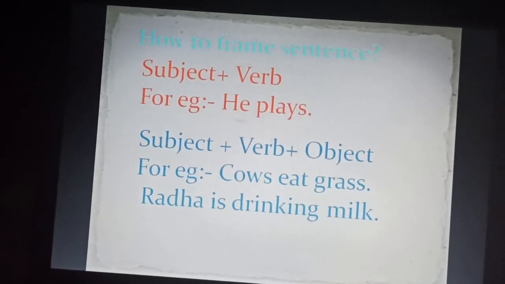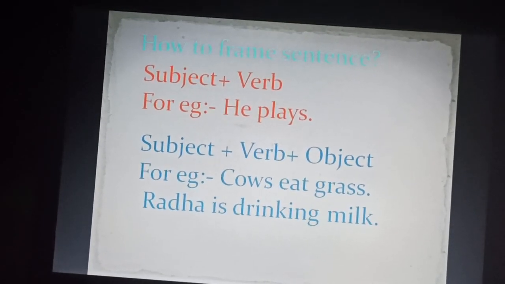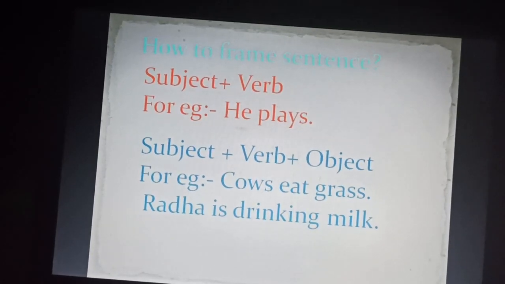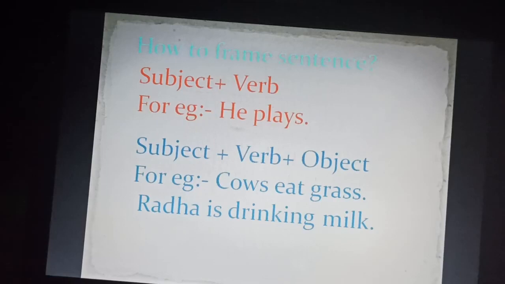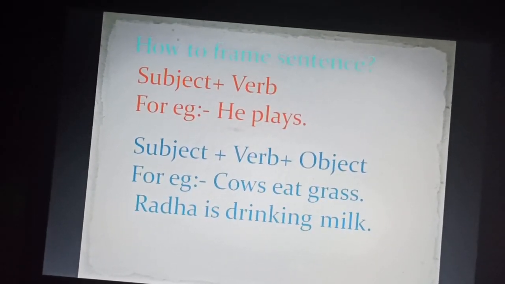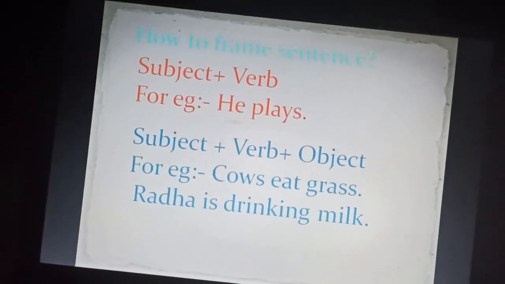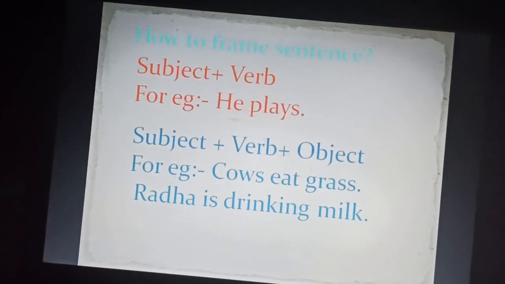Radha is drinking milk. Radha is the subject, the first alphabet is capital, is drinking is the verb, over here is is a helping verb, and milk is the object. So these are the things you have to take care of: your subject and verb should be there, and in a few sentences subject plus verb plus object is there.